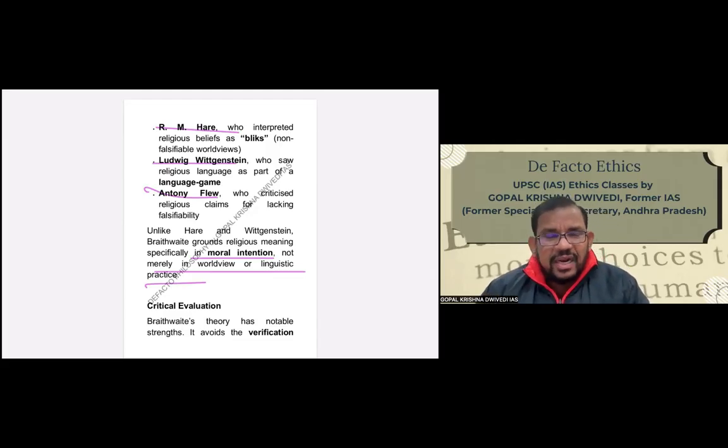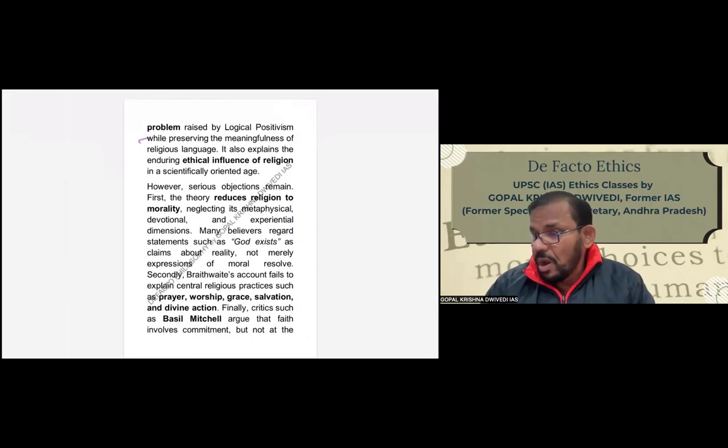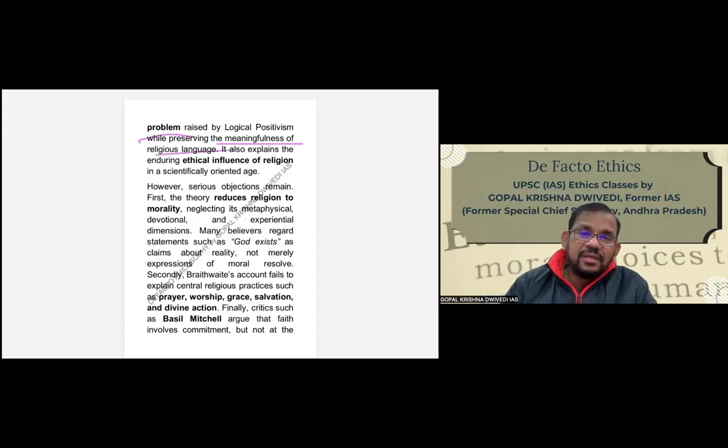Now, let us try to critically evaluate Braithwaite's theory. It has important strengths, because it avoids the verification problem raised by logical positivism. It also preserves the meaningfulness of religious language because it explains its moral value, its ethical value, and the ethical influence of religion on human beings.